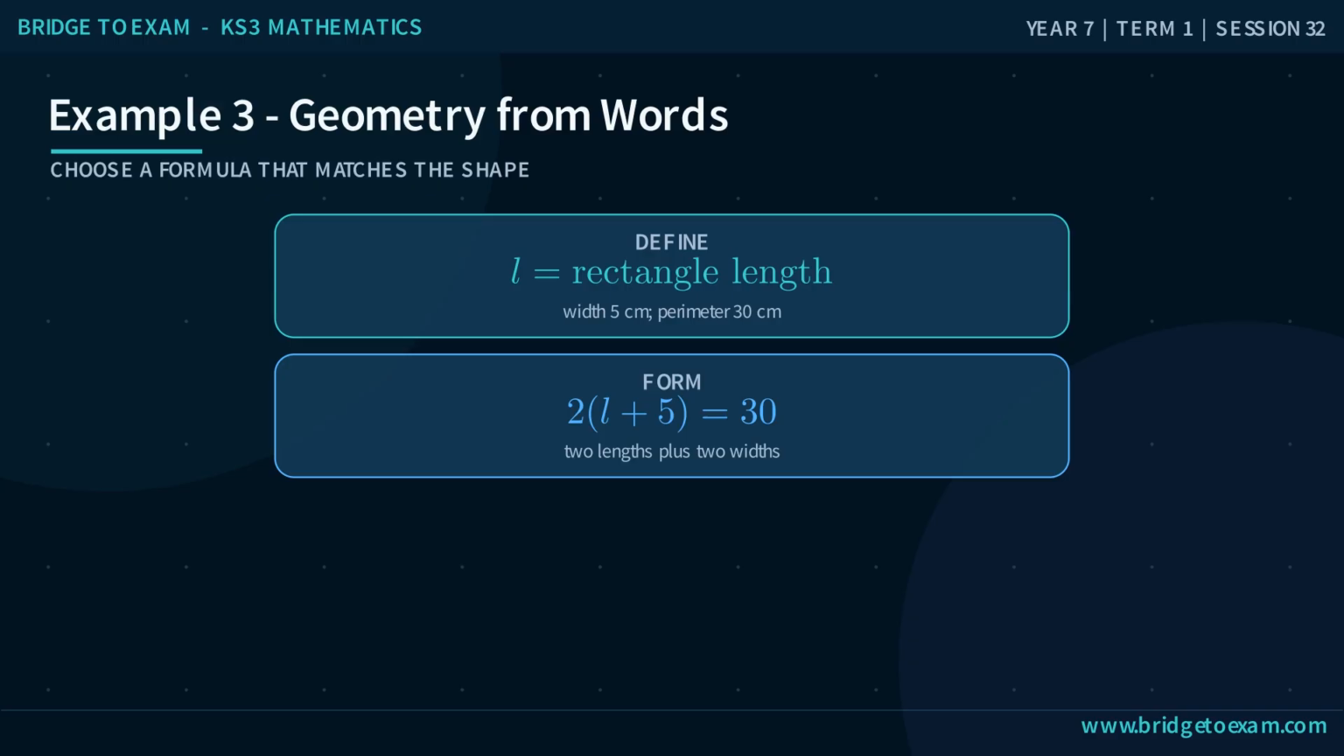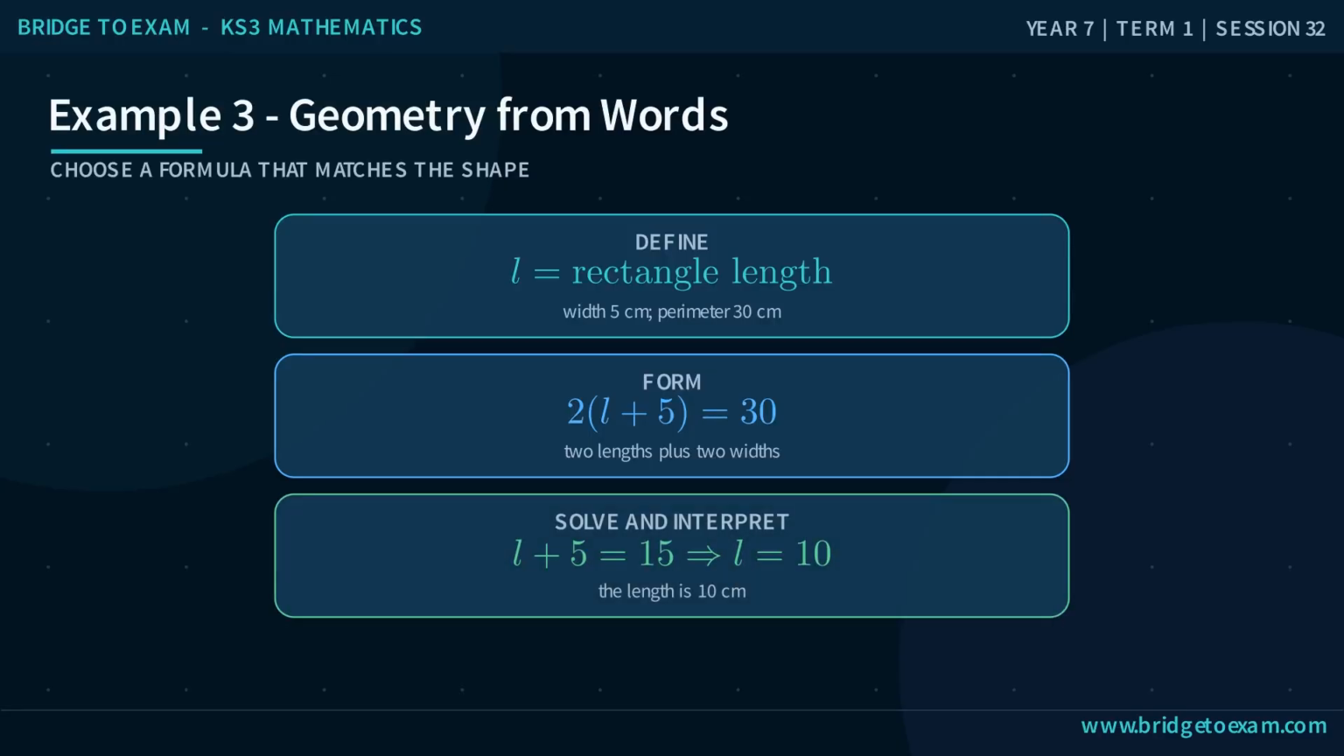A rectangle has width 5 centimeters, unknown length L, and perimeter 30 centimeters. Perimeter repeats length plus width twice, so 2 times the quantity L plus 5 equals 30. Divide by 2 to get L plus 5 equals 15, then subtract 5. The length is 10 centimeters.